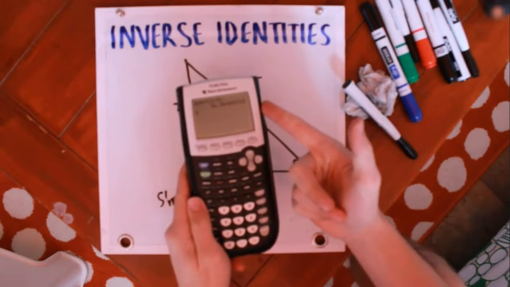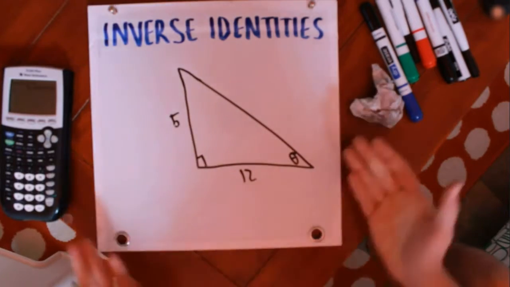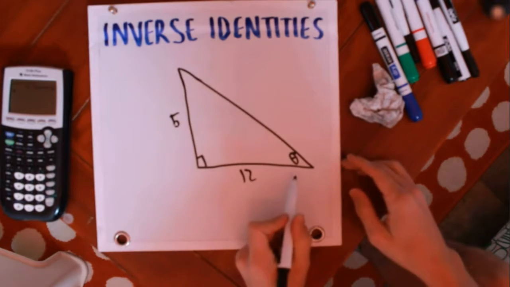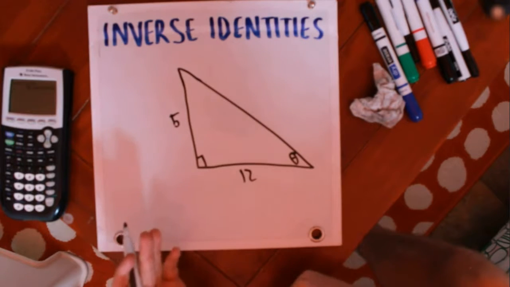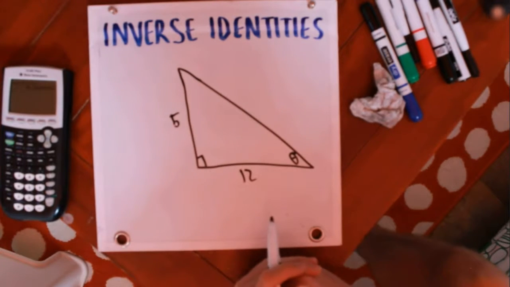Now, you try one. How can you use inverse ratios to find the angle measure for theta? Pause the video now and try on your own. If you can't figure it out, I'll write a hint for you and eventually the answer. Go ahead and pause the video now.